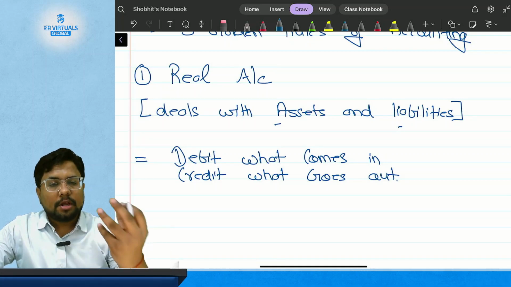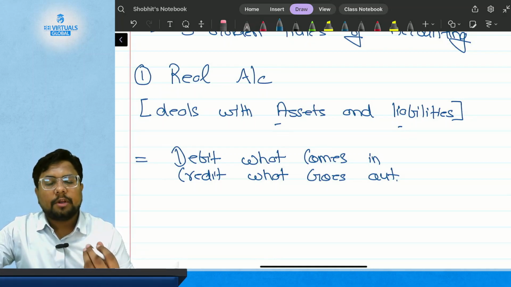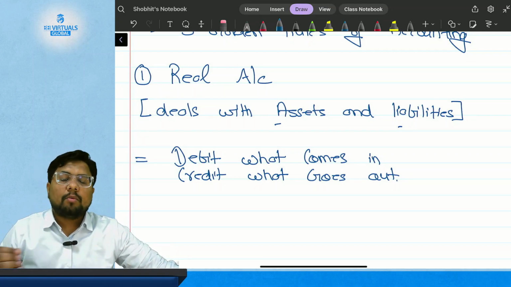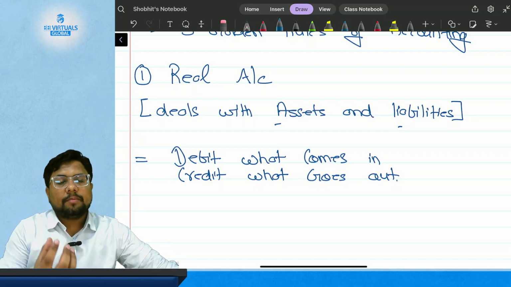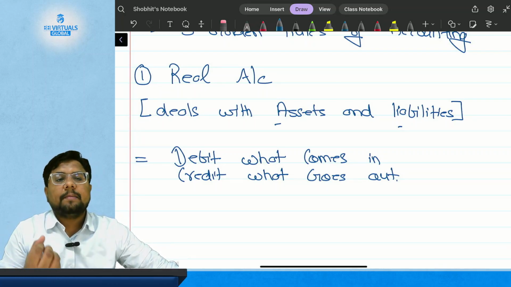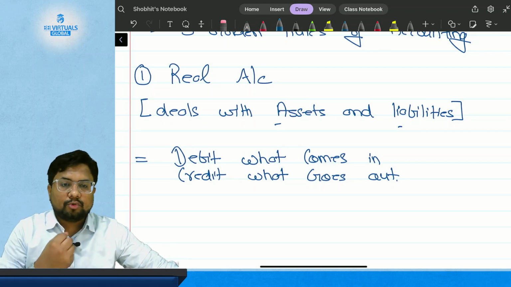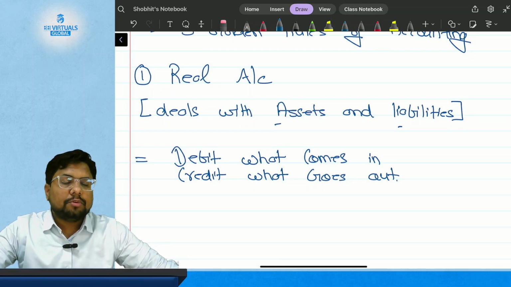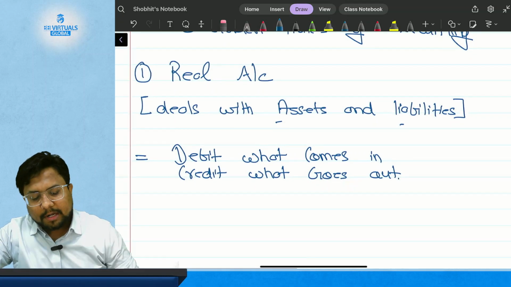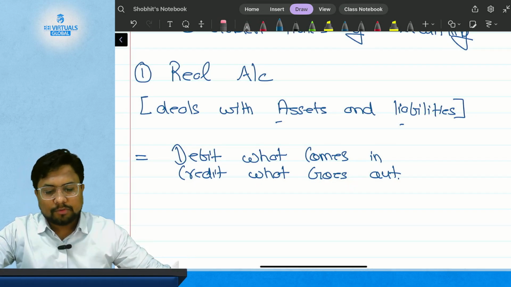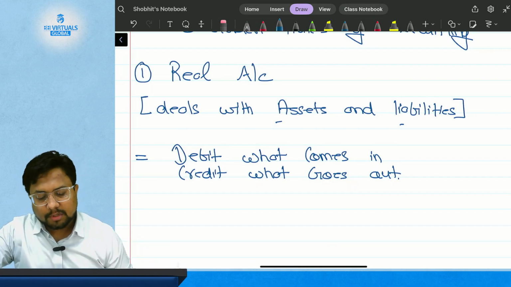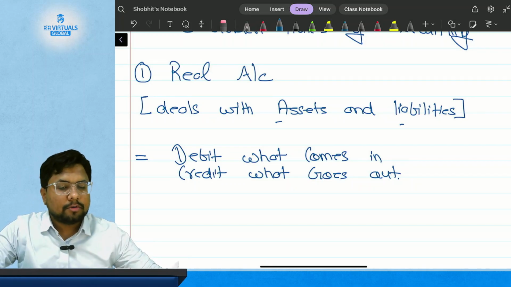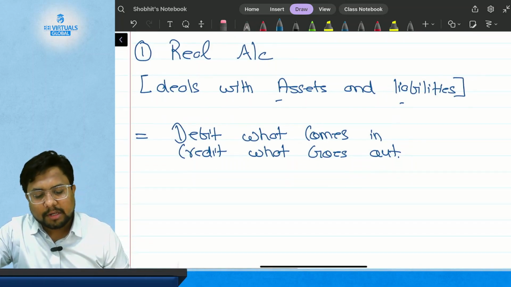So whatever asset is coming to you, you should debit it, and whatever asset is going from you, you should credit it. In a similar way, the liabilities that are going away, you need to debit, and the liabilities that you are incurring or taking should be credited. So this is the first golden rule, regarding the real account which deals with assets and liabilities, and the rule is debit what comes in, credit what goes out. Now we will study the examples related to each golden rule after studying all three golden rules.